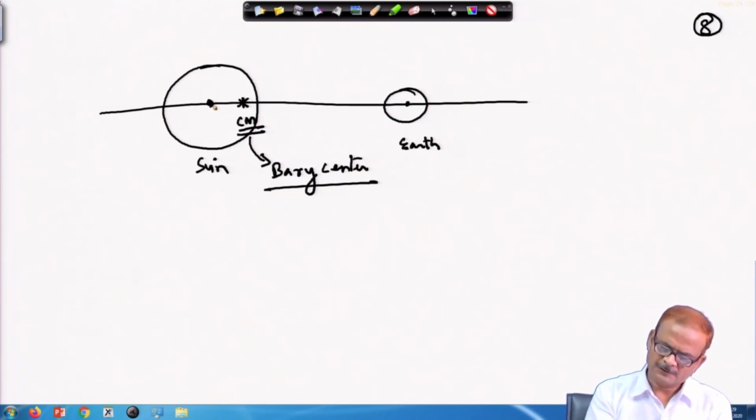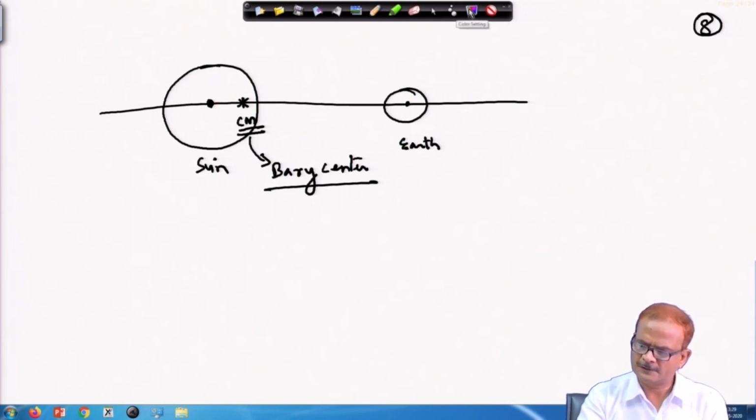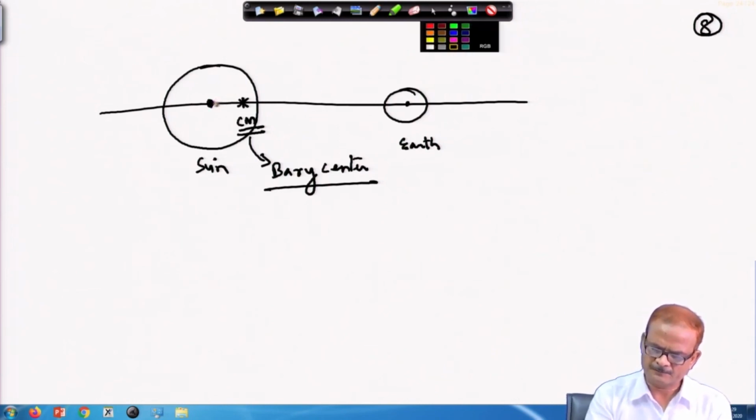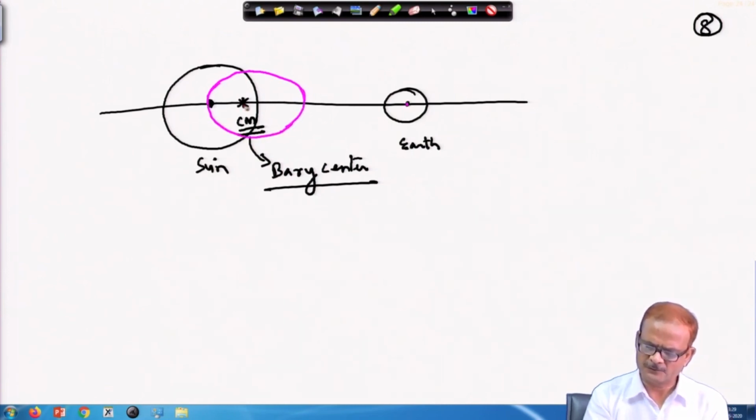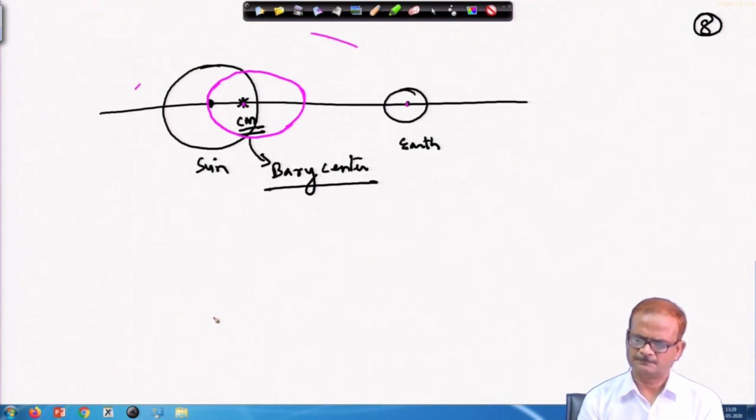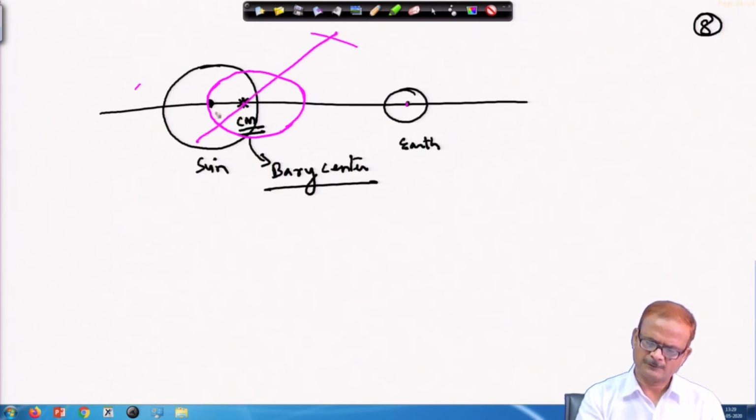Okay, so the sun is also at the center of mass. This is the center of mass of this system. So this will go in a circle or ellipse, whatever you call it, and this will also move about this point. And they will always maintain the same orientation. So this will come to this point, and from here this will go to this point.